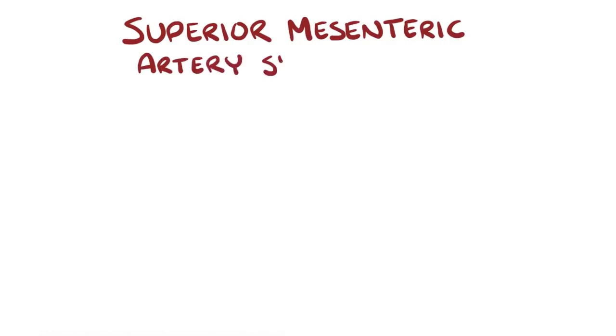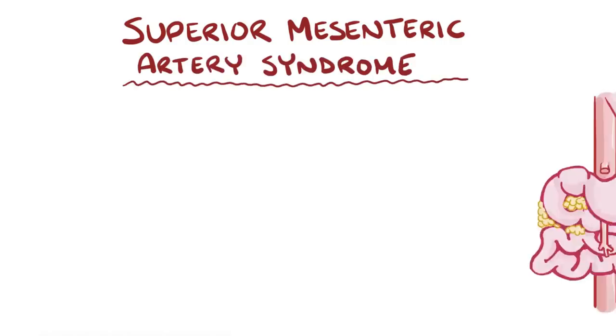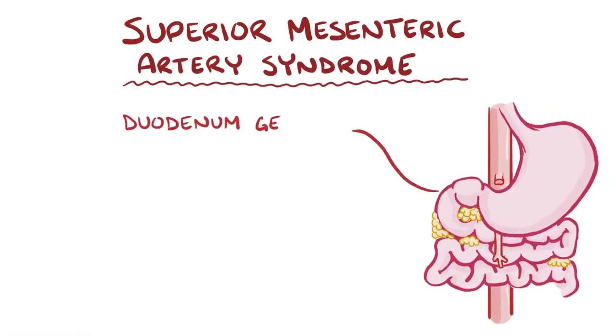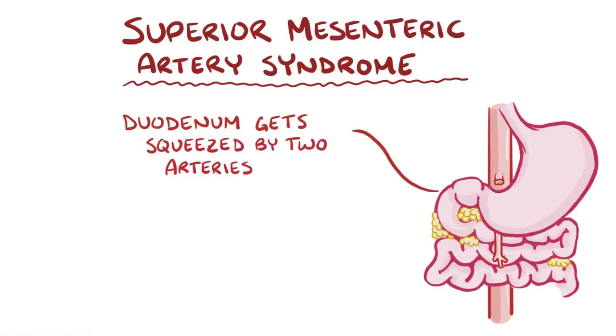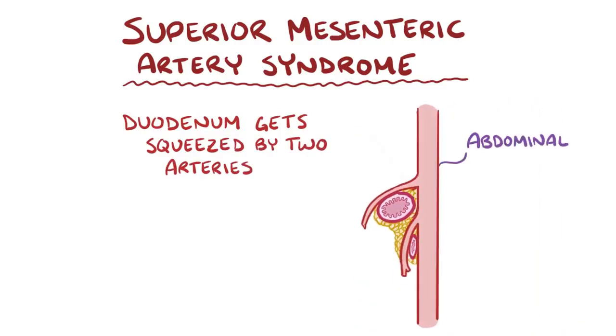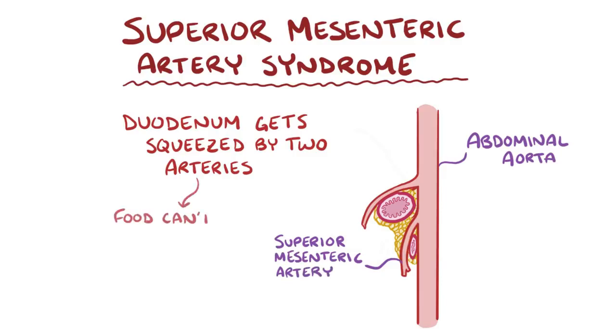Superior mesenteric artery syndrome is when the first part of the small intestine, which is the duodenum, gets squeezed between two large arteries, the abdominal aorta and the superior mesenteric artery. So when the duodenum gets squashed, food can't easily pass by, and this leads to intestinal obstruction.